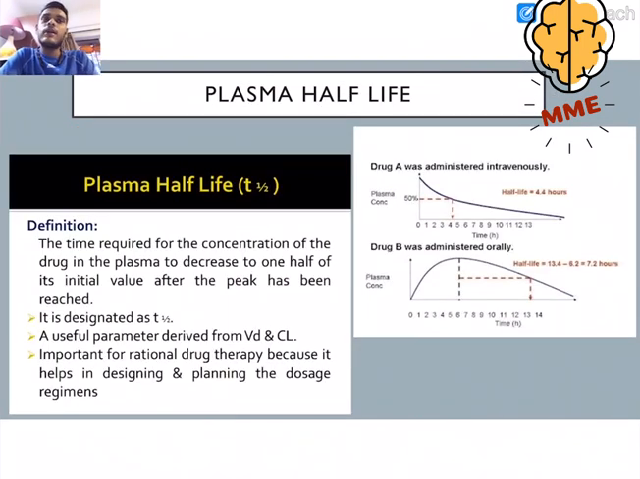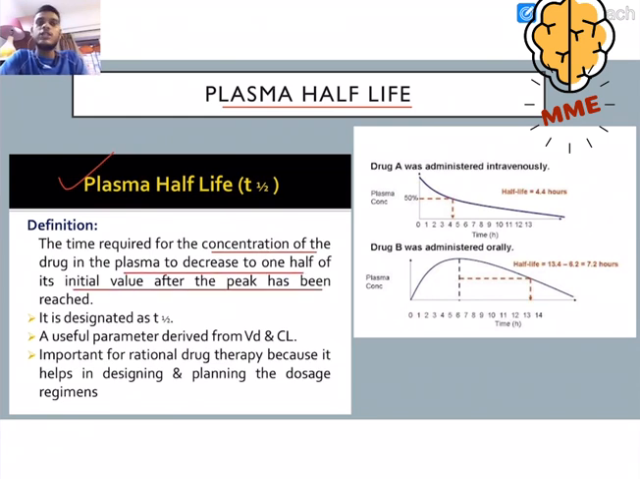Okay, this is again a topic which we have also studied in our class 12 and in biochemistry, which is plasma half-life. Plasma half-life is the time required for the concentration of the drug in the plasma to decrease to 1/2 of its initial value. Okay, after the peak has been reached, after we administered the drug, the time taken for the drug to attain half of its peak plasma concentration, I'm sorry, is called P half. Okay, plasma half-life is also called P half.